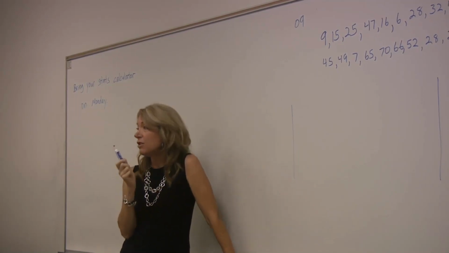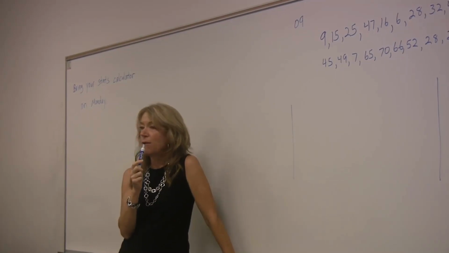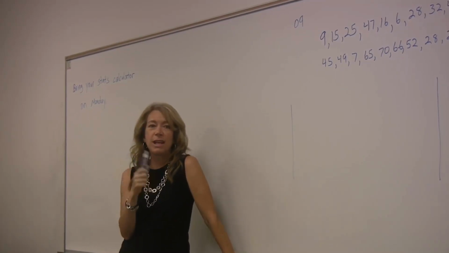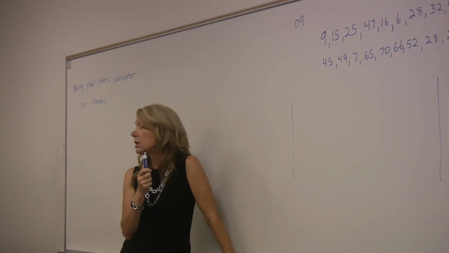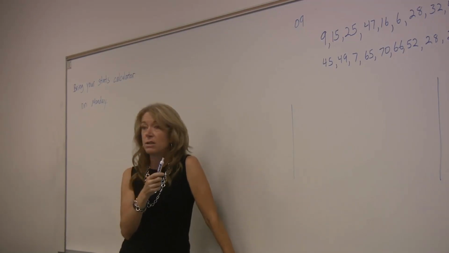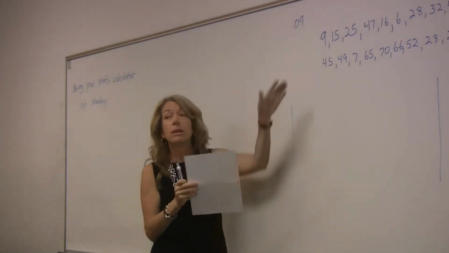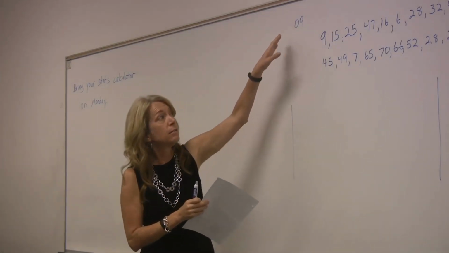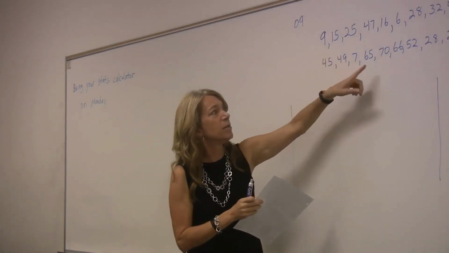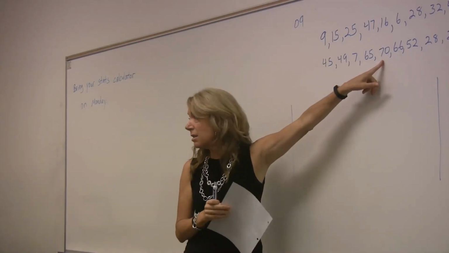Just looking at the first digits, what are my first digits? What's the lowest first digit and the highest first digit in this list? 0. And, sorry? 7. 7? Yeah, because I've got things from 1-digit numbers up to, I think 70 is my highest.